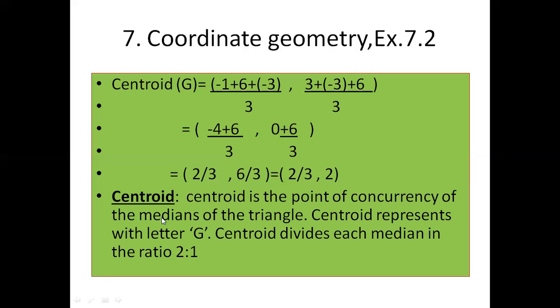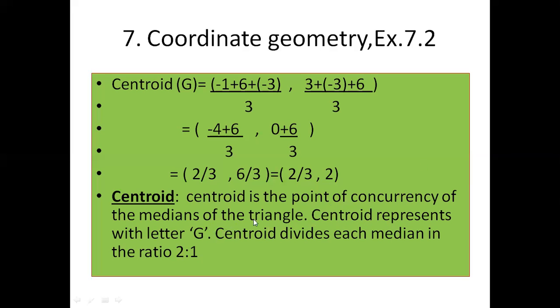Actually, what is the centroid? You see here. Centroid is nothing but the point of concurrency of the medians of the triangle. Concurrency means, in a triangle, how many medians will we get? 3. From each vertex to the opposite side we draw one line, that is nothing but a median. The median is a line segment drawn from the vertex to the opposite side, which divides the opposite side into two equal parts. That is a median.